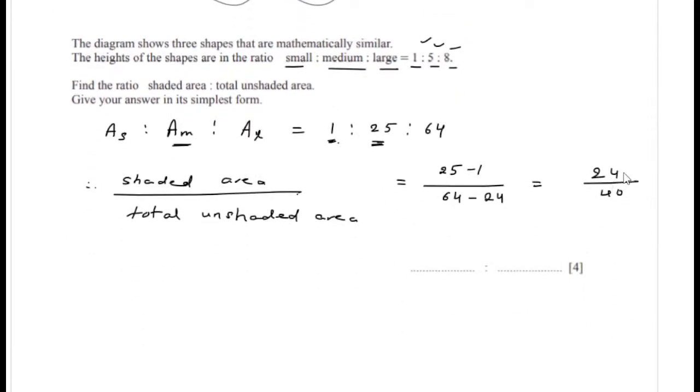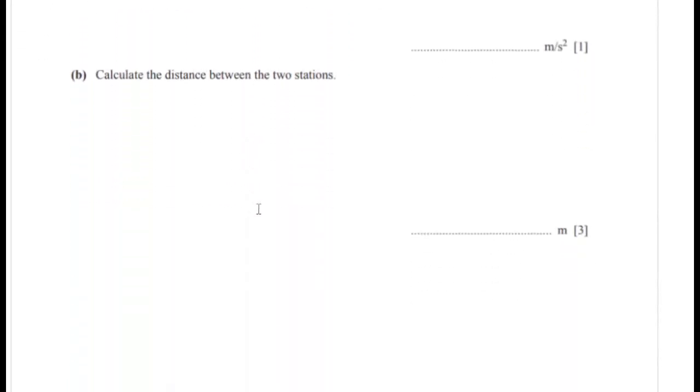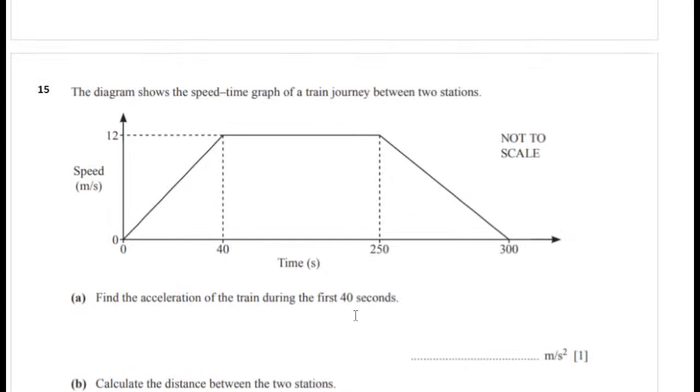So we can reduce this. 4 6s are 24 and 4 10s are 40, so 6 ratio 10, and that is 3 ratio 5. So 3 ratio 5 will be your answer. Okay, so this is one question where many of you have made mistakes. Now here find the acceleration of the train.